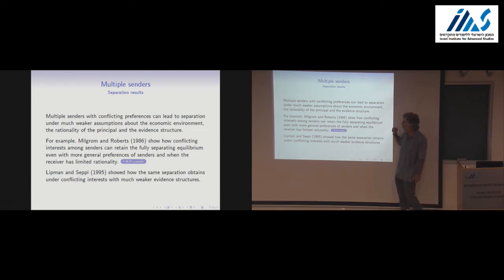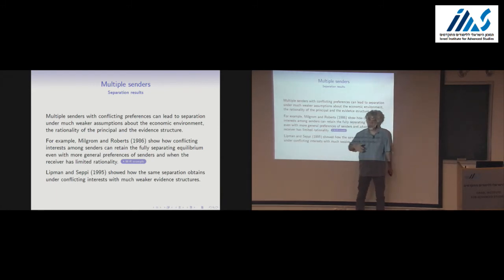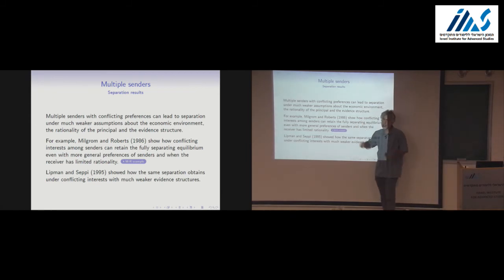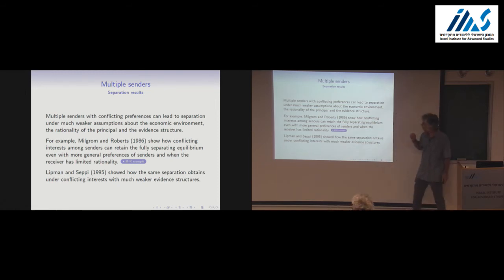So Milgrom and Roberts show how the fact that you have many senders and they disagree about what they want can be taken advantage of to get a fully separating equilibrium, even if the senders don't have type-independent preferences like I assumed so far, and even if the receiver has limited rationality, so he isn't able to calculate equilibria and so on, and can only work based on evidence that's presented. The conflicting preferences will lead to each side trying to prove their point, and then a lot more evidence will be revealed, and the receiver will do better. Okay?